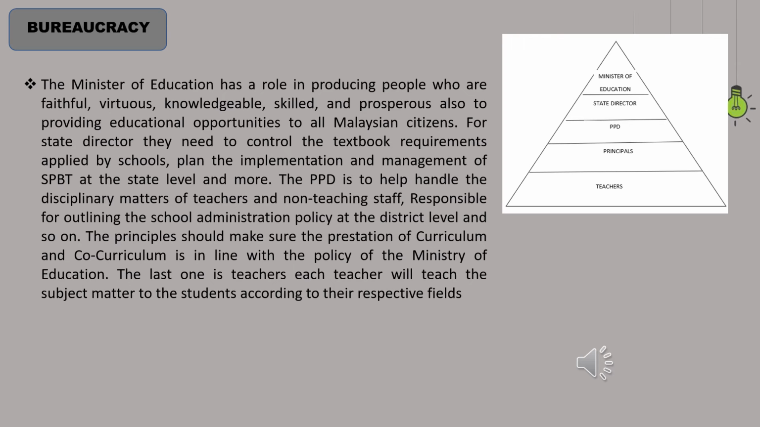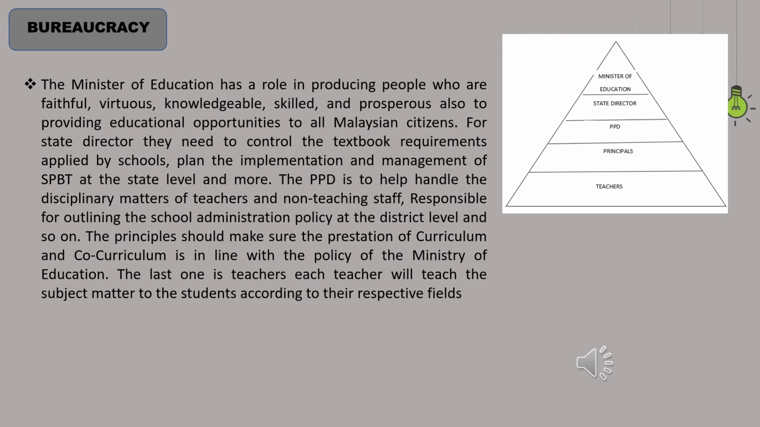So we can see the bureaucracy in the education administration system in Malaysia, where the Minister of Education is in the highest position, followed by the State Director, PPD, principals and teachers. Each of them plays a different role according to their position. The Minister of Education has a role in producing people who are faithful, virtuous, knowledgeable, skilled, and prosperous, and also providing educational opportunities to all Malaysian citizens.